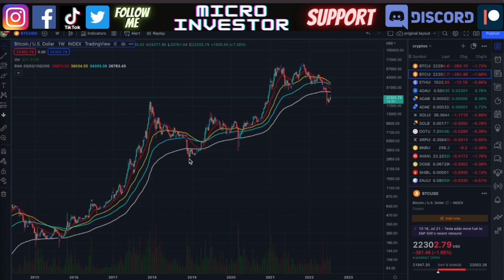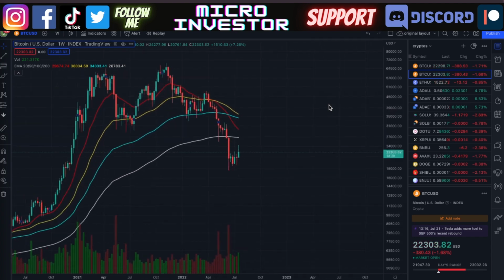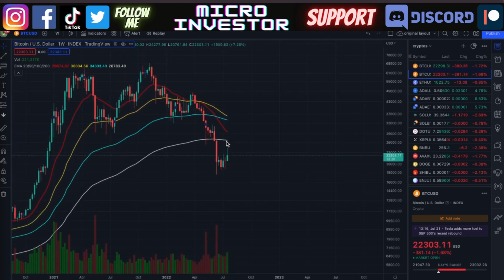So you can see that sometimes it can stay under that 200-week moving average for a while, for multiple weeks in a row. And then other times you can see that it just happens for just a couple weeks and it goes back up. Now, like what we're seeing right now, it's been below that 200-week moving average for multiple weeks in a row. But zooming in here, what we can see is that Bitcoin is working its way back up.